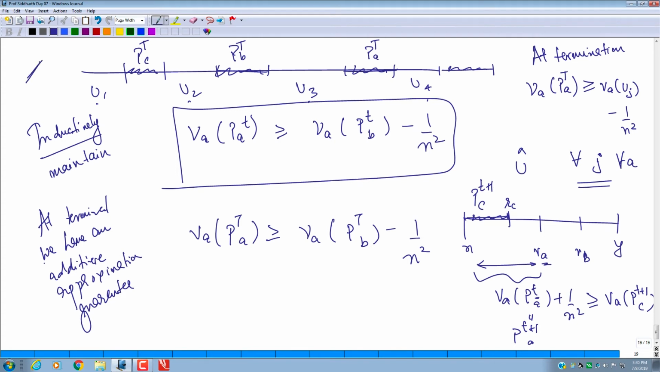Okay. Looking at this picture, can someone tell me how do I find an allocation out of it? And I will be a happy person. Yes.